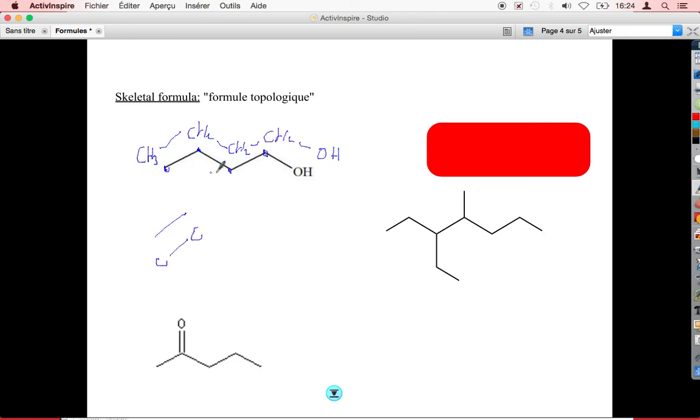OH. So we do not represent carbons or hydrogens linked to carbon atoms, but we represent atoms like oxygen, nitrogen, and the hydrogen linked to oxygen, so this will be okay, this will be okay, but this you will never see in the skeletal formula.